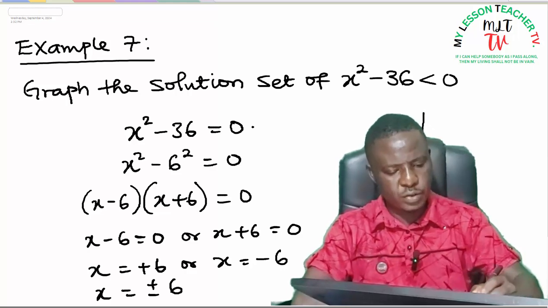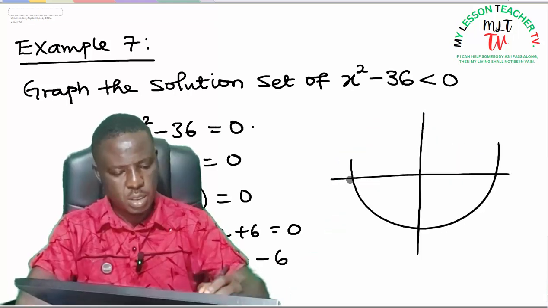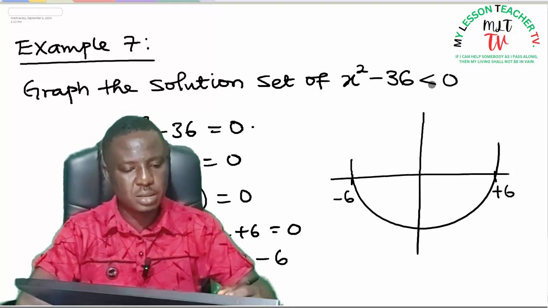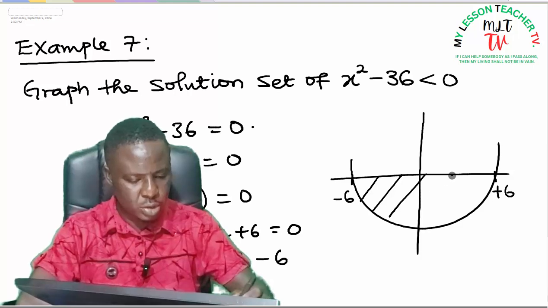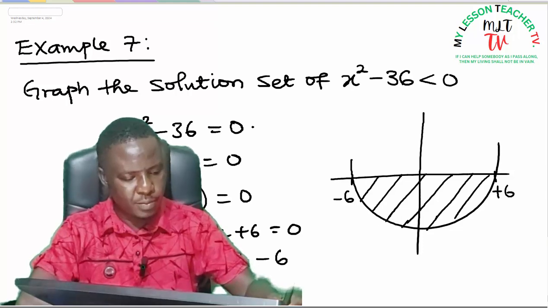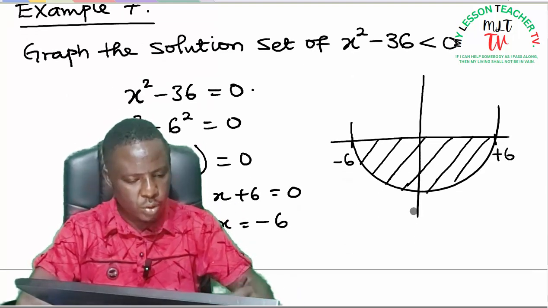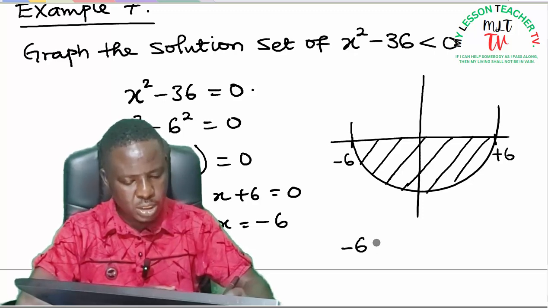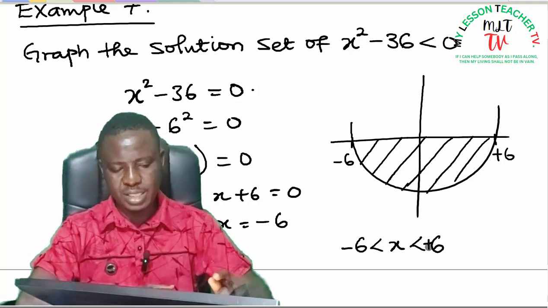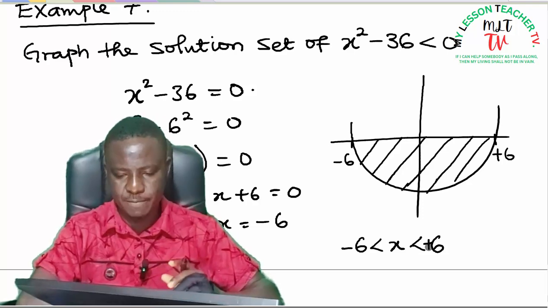So this is going to give us something like this, where this is minus 6 and this is positive 6. And we have to find the region where x squared minus 36 is less than 0. So this is our region. And how do we write it in set notation? We have minus 6 is less than x and x is less than positive 6. So this is the solution set of the inequality.